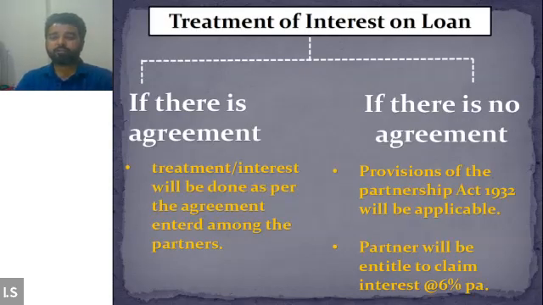In this topic, we discussed that in the partnership business, the treatment of interest on loan depends upon whether there is an agreement among the partners or not. If there is an agreement regarding payment of interest, then the treatment will be according to the agreement. But if there is no agreement, the provision of the Partnership Act gets attracted, and interest will be paid as per the Partnership Act 1932, which says that in the absence of a partnership deed, a partner is entitled to claim interest at the rate of 6% per annum.